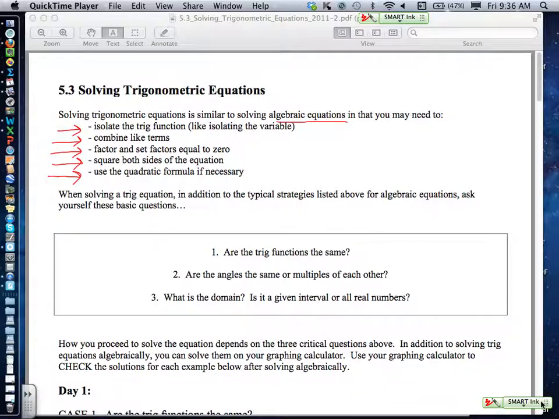Today, the fundamental question is, are the trig functions the same? So in an equation, is everything written in terms of sine x? Or is everything written in terms of tangent x? If that's true, then there's a certain methodology that we'll use to help us solve those equations. And then we'll address the other 2 questions next week.